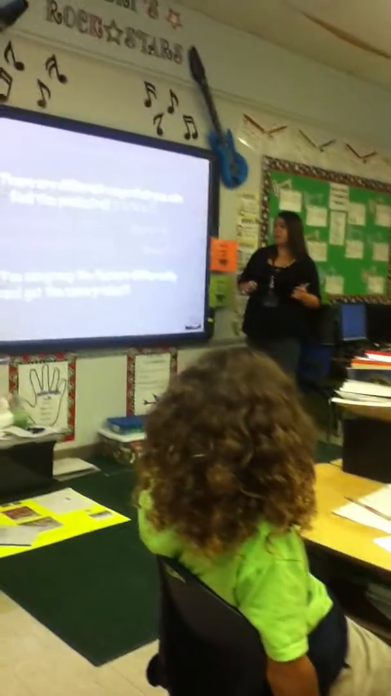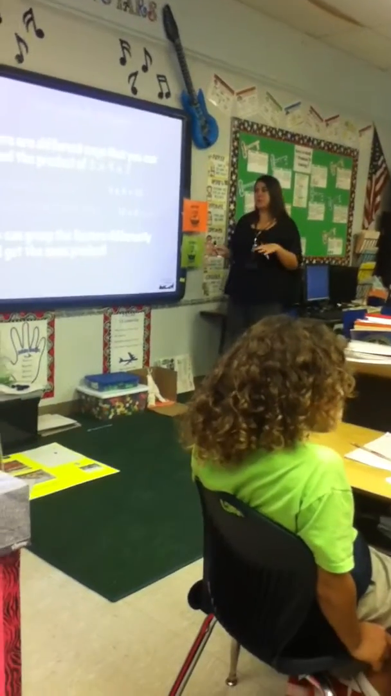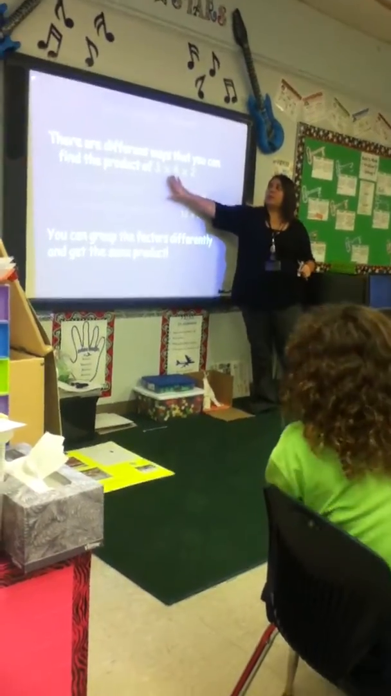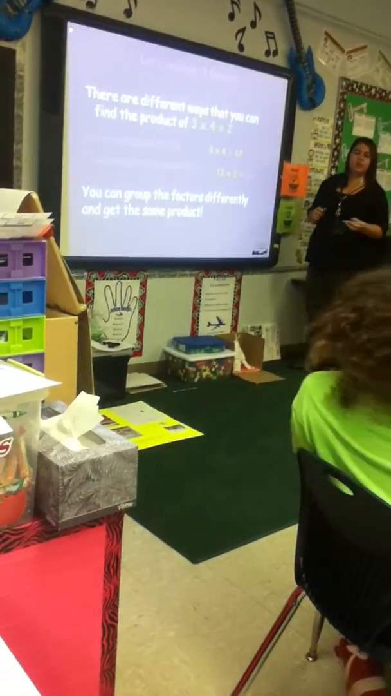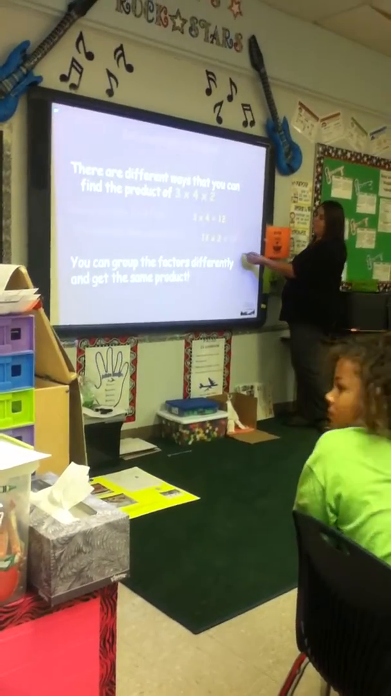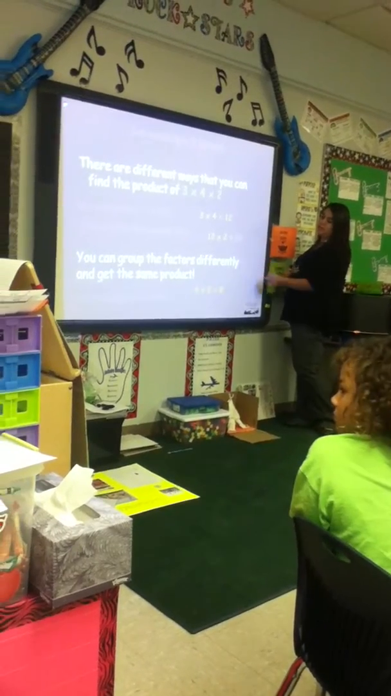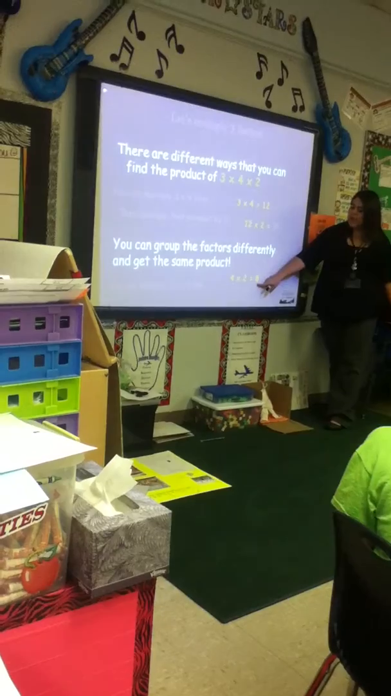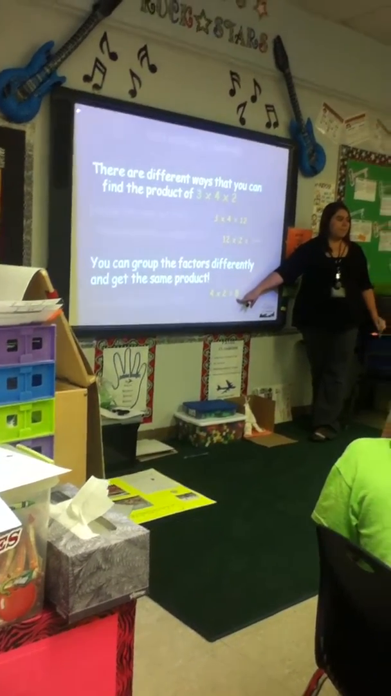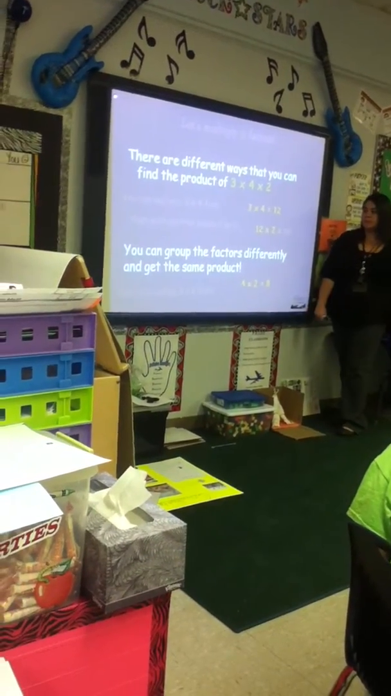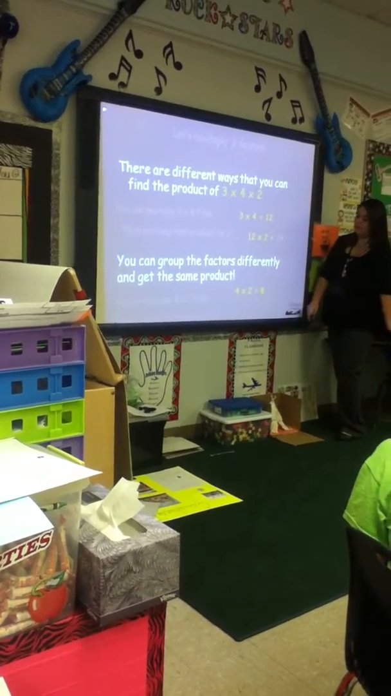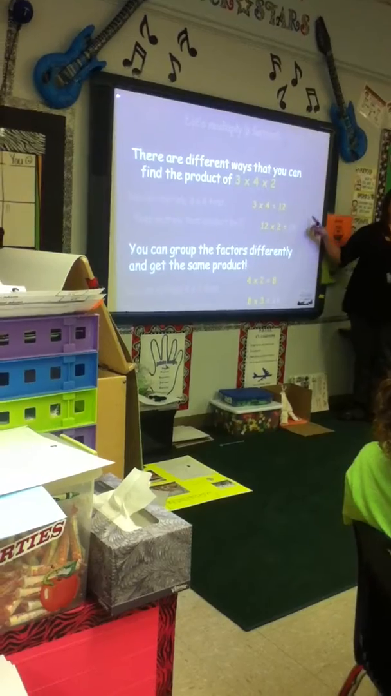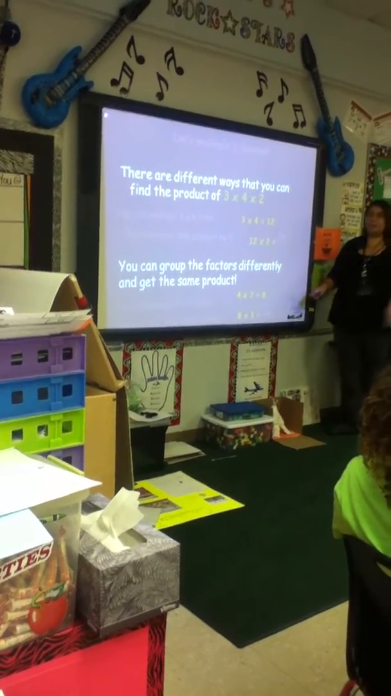You can group the factors differently and still get the same product. So instead of starting with 3 times 4, what could we have started with? 4 times 2. Yes, we could have done 4 times 2. And then if we did 4 times 2 equals 8, what would our next sentence be? 8 times 3. And 8 times 3 equals 24. Did our product change? No.